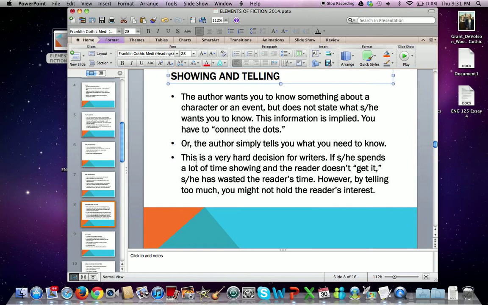Very, very hard decision for writers. The writer spends too much time showing the reader stuff, and you don't get it when you could just be told something. You might feel like your time's been wasted.